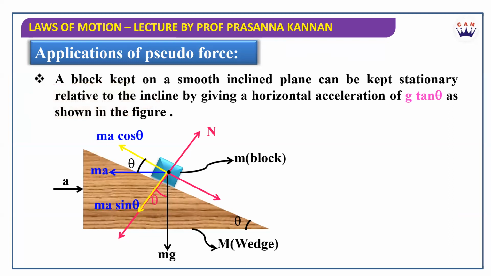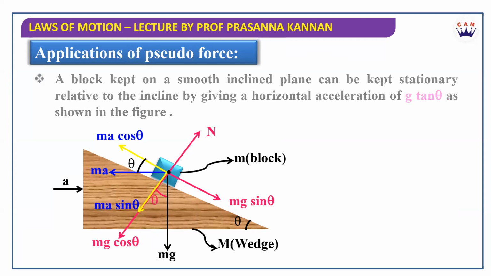And ma can be resolved into two components, ma sin theta and ma cos theta, because according to geometry this angle will be theta. Already there is mg cos theta here and mg sin theta here. If mg sin theta is equal to ma cos theta, then the block will not move. If you equate them, m and m will cancel. a cos theta is equal to g sin theta, or a is equal to g tan theta.